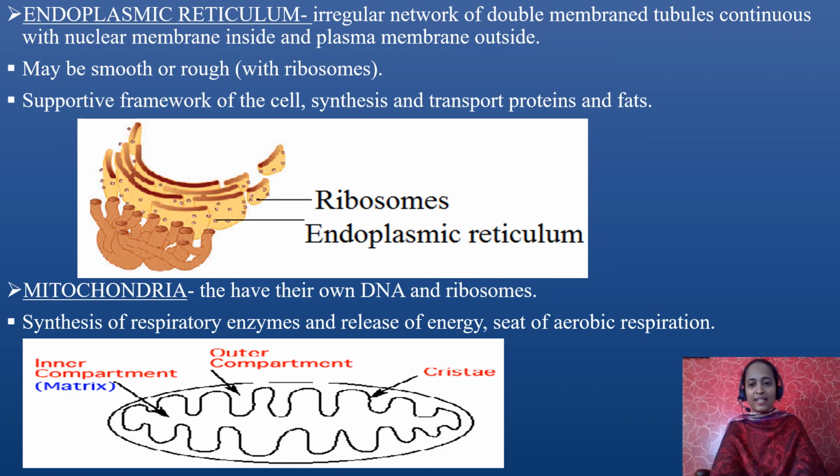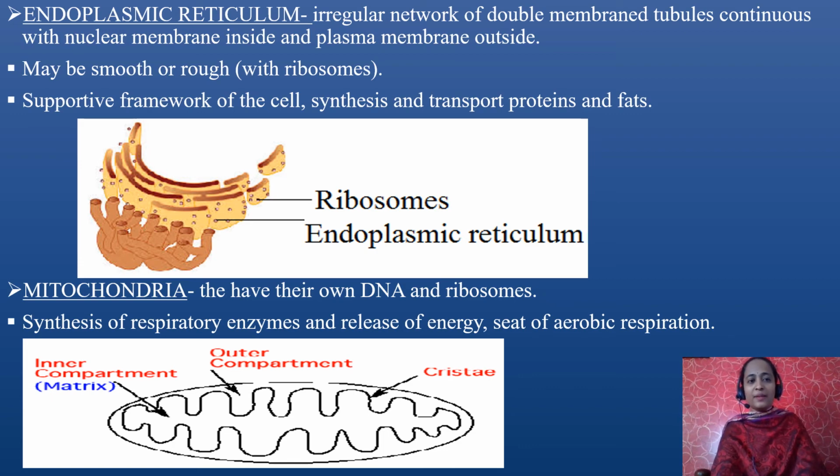Now, the second membrane-bound organelle, mitochondria. Mitochondria have their own DNA and ribosomes. That's why they have the capability to replicate by themselves. This is the picture of mitochondria, the second picture, covered by two membranes, the outer membrane and inner membrane. You can see the inner membrane extended like finger-like projections. This inner membrane is called cristae. And within cristae, you can see the matrix.